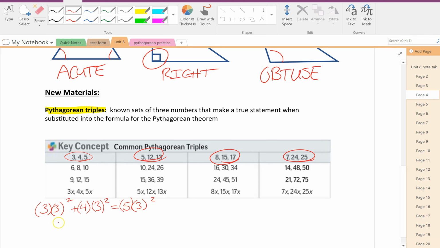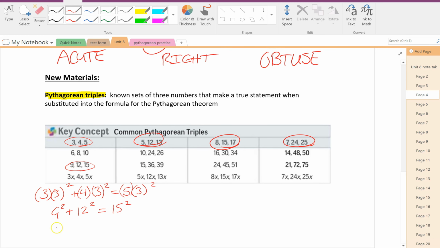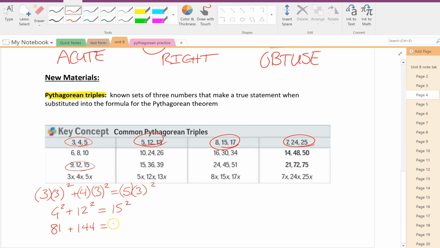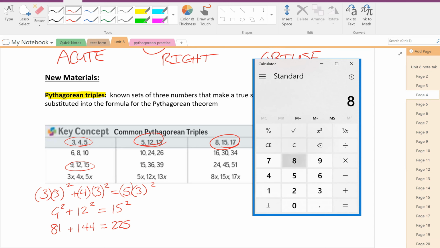Well, 3 times 3 is 9. So 9 squared plus 4 times 3 is 12, so 12 squared. 3 times 5 or 5 times 3 is 15. And that's what I have right here. We also know that's going to work out. All right, 9 squared is 81. 12 squared is 144. Just to be sure, 15 squared is 225. Is 81 plus 144 225? Let's make sure. It is. So any number that I choose can be 3 like I did here.